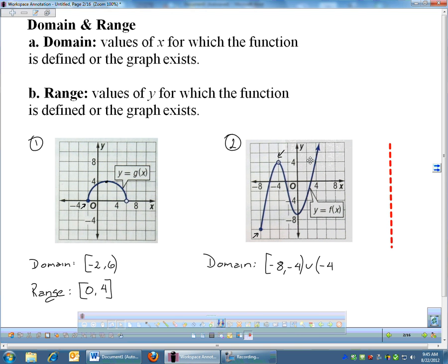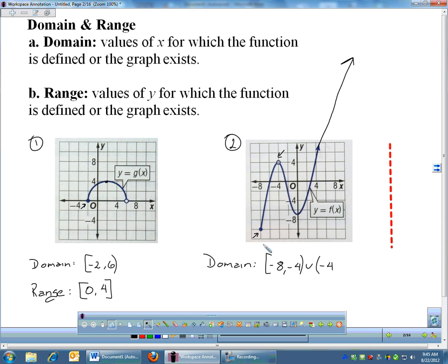And this one has an arrow on the end, which tells you that this graph will go forever up and it will go forever to the right. So this one actually never ends, and we will hit every x-coordinate on to infinity.